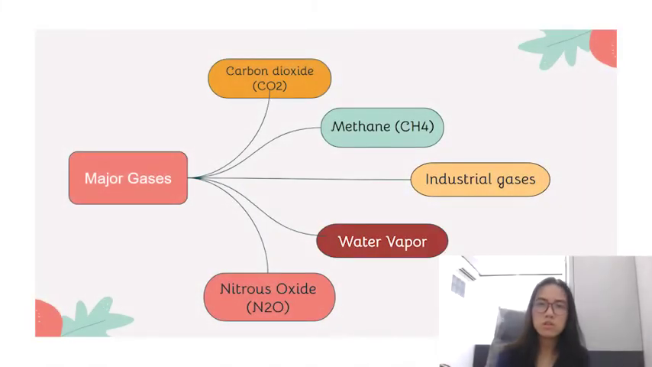So these are some of the major greenhouse gases. The first one is carbon dioxide from burning organic materials such as coal, oil, wood, and solid waste. The next one is methane. This is the main component of natural gas. Methane is released from landfills, natural gas and petroleum industries, and also agriculture. The next one is nitrous oxide, and then, of course, industrial gases.